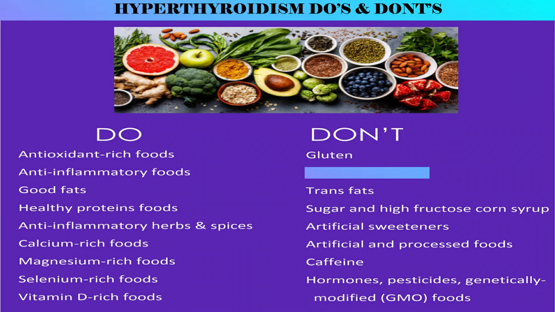Do's and don'ts in hyperthyroidism. Do's: antioxidant-rich foods, anti-inflammatory foods, good fats, healthy protein foods, anti-inflammatory herbs and spices, calcium-rich foods, magnesium-rich foods, selenium-rich foods, vitamin D-rich foods. All these should be taken regularly. Don'ts: gluten, trans fats, sugar and high fructose corn syrup, artificial sweeteners, artificial and processed foods, caffeine, hormones, pesticides, genetically modified GMO foods. These should be avoided in hyperthyroidism.